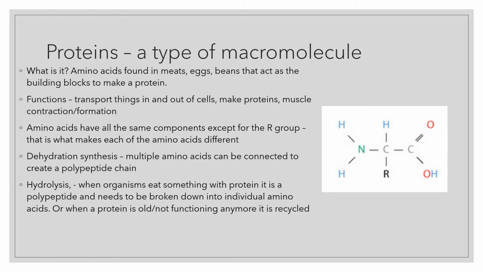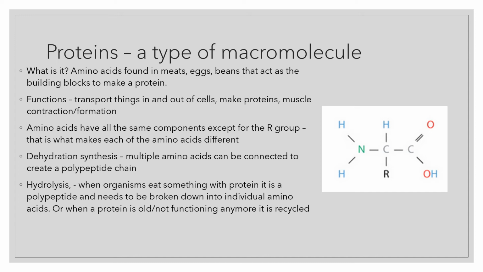Then we have proteins, which is a type of macromolecule. So what are proteins? Proteins are basically amino acids that are found in meats, eggs, beans that act as the building blocks to make a protein. Okay, so when you eat meat, it's the protein, but our body breaks it down into amino acids. So the functions of proteins are to transport things in and out of cells, to make other proteins, muscle contraction and formation, things like that.